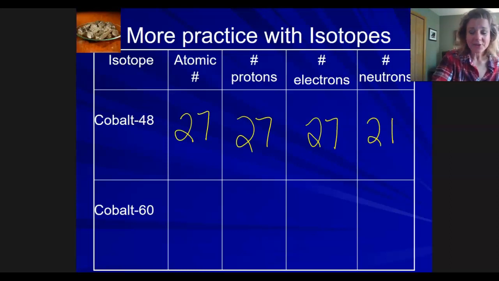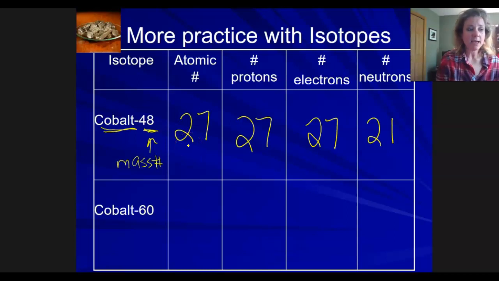Okay, here are your answers for that first row. I wanted to just go over how I got these answers so that you could try the next one on your own. So, our atomic number is not listed in this notation. So remember, here we have the name of our element, which is cobalt, we have a dash, and then we have the number 48. The number 48 here is our mass number.